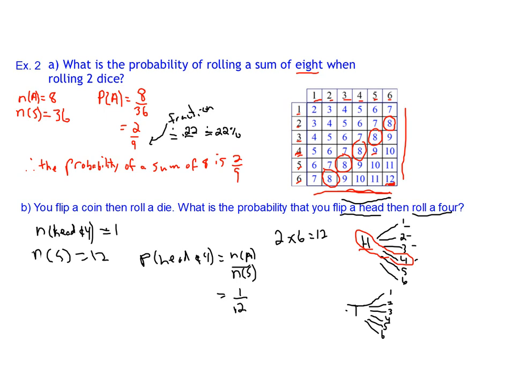So then we can finish that off with a statement. Therefore, the probability of flipping a head and rolling a 4 is 1/12. So that's the basics of probability.